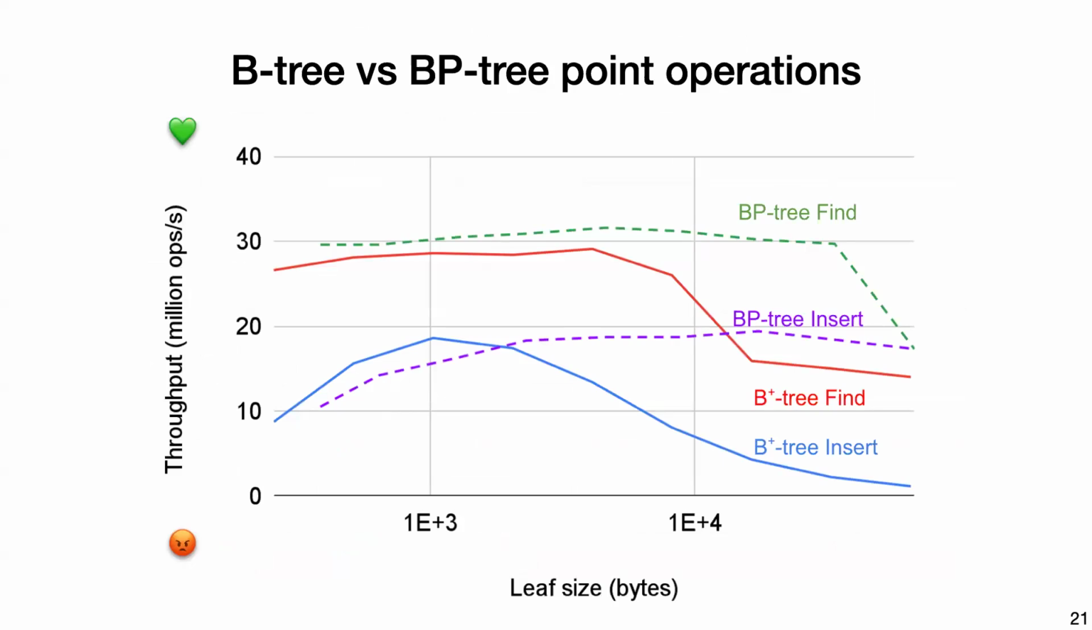Yeah, this is just some additional micro benchmarks. So the y-axis is throughput, up is good, x-axis is leaf size, and the dotted lines are BP tree, and the solid lines are B tree. So we should compare find and find, which are red and green. You can see that green is above red, and we should compare purple and blue. And you can see that there is some cutoff point between the two. But as node sizes get larger, the regular B tree's insert is falling off, like we saw in the beginning.